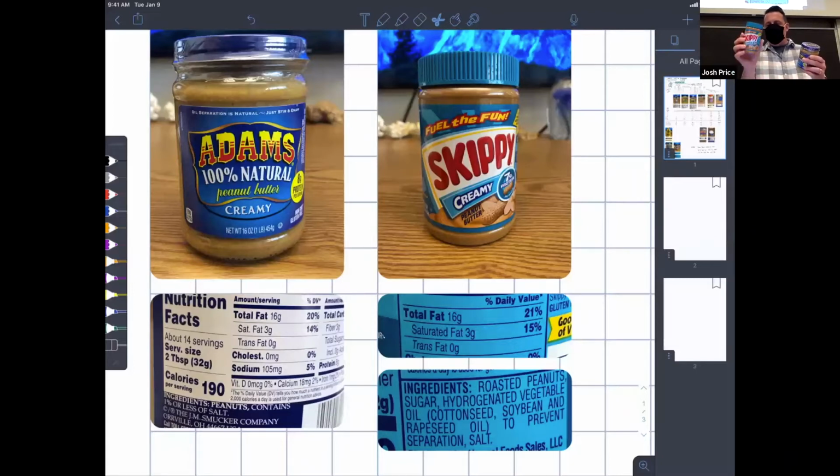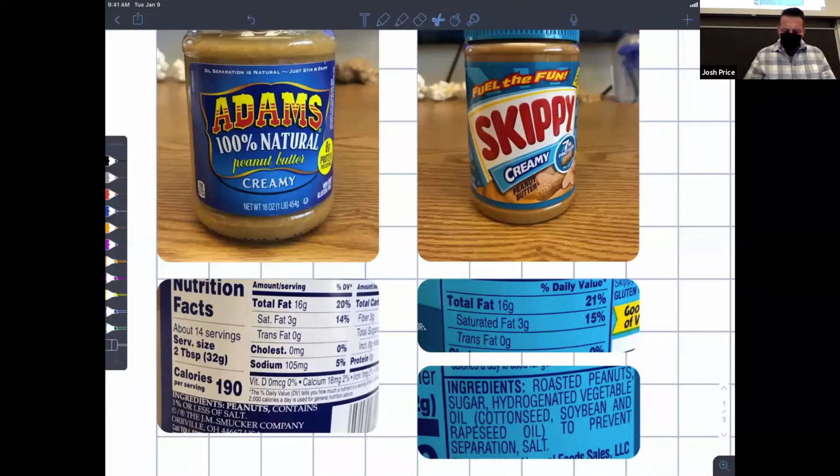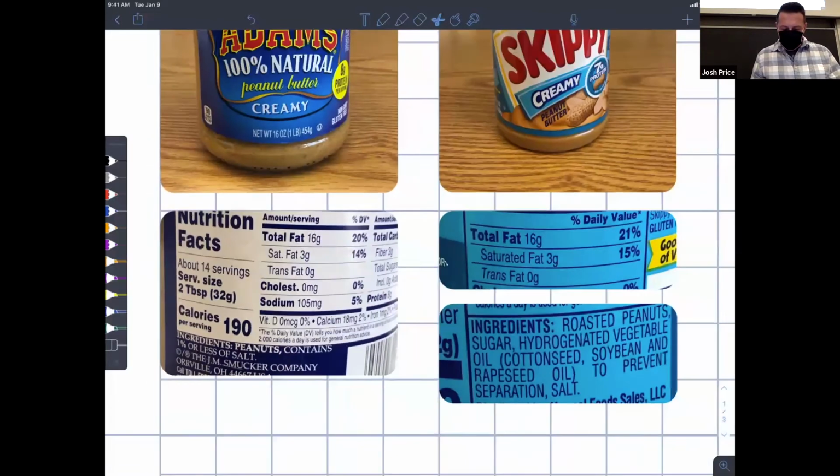In any case, Skippy versus this all natural Adams stuff. You can't see it, but you can come over after class and play around with it and watch the oil ooze around the top. The reason for that, as we discussed, and you look at the nutritional label, the natural stuff contains ingredients: peanuts, 1% or less of salt. And it says that there's 16 grams of fat and 3 of them are saturated. The Skippy says it contains hydrogenated vegetable oil from various sources.